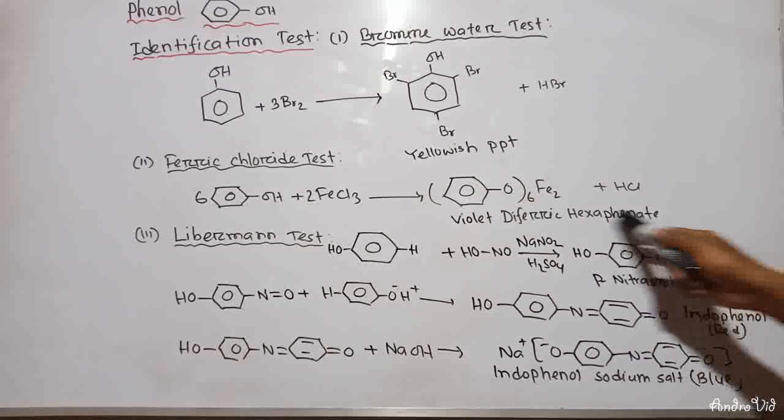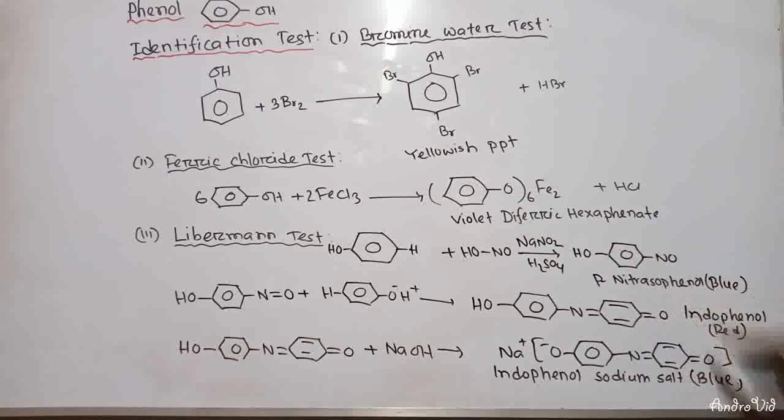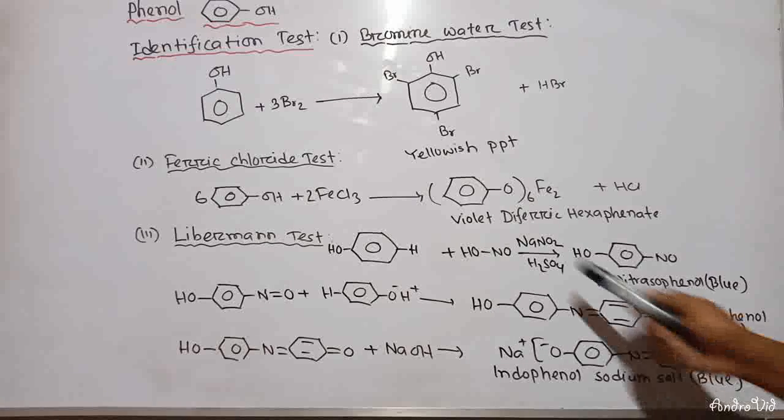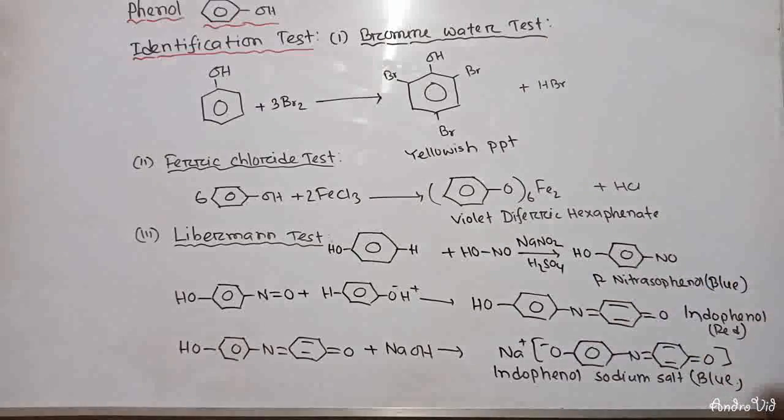Then they produce this product, whose name is para-nitrosophenol. The solution will be blue in color. Then the mixture is heated. If you heat this mixture, then the solution turns blue or green. When sodium nitrite with sulfuric acid is added in this solution, they produce para-nitrosophenol, which is blue in color. So the solution color will turn blue or green.